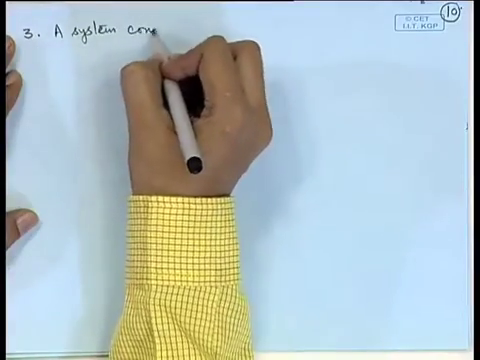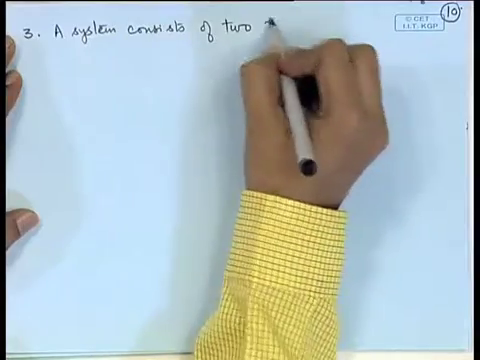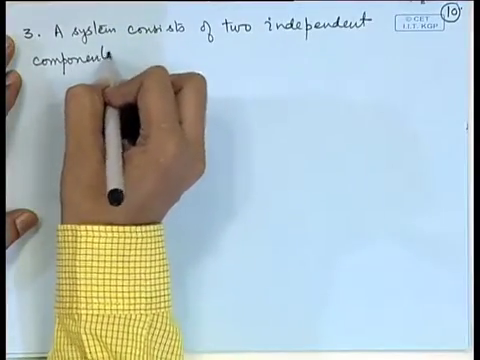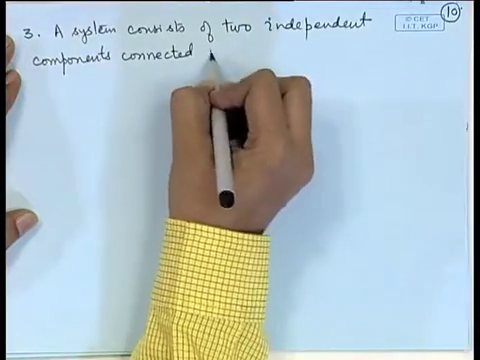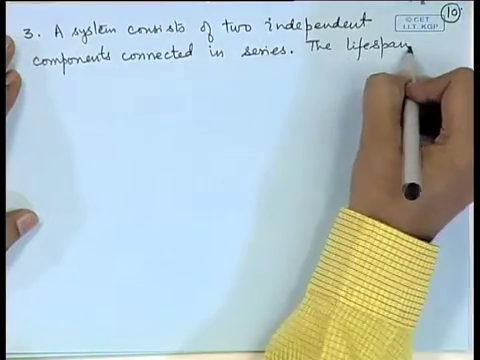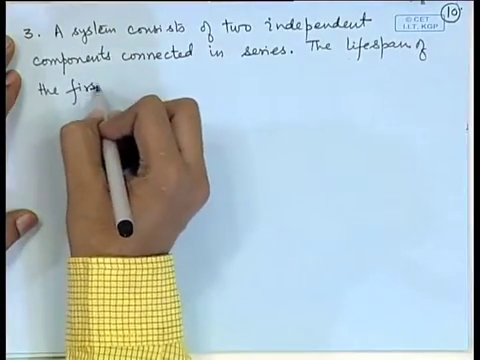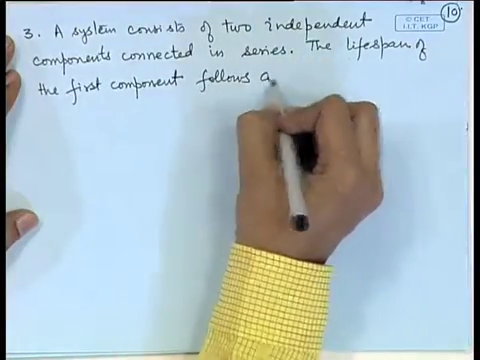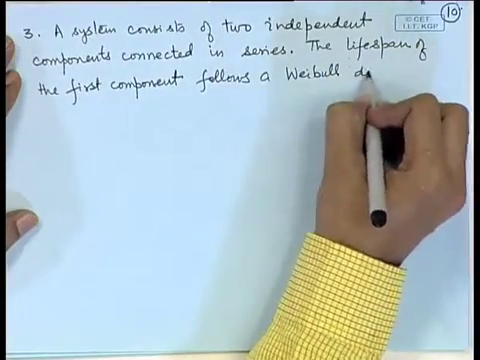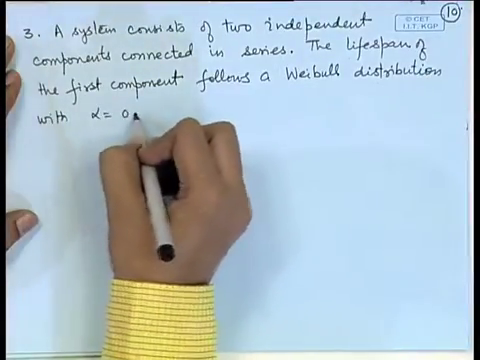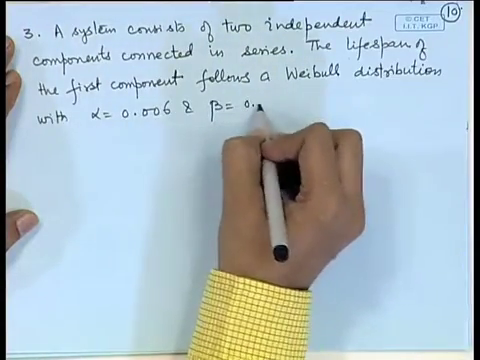A system consists of two independent components connected in series. The lifespan of the first component follows a Weibull distribution with alpha is equal to 0.006 and beta is equal to 0.5.